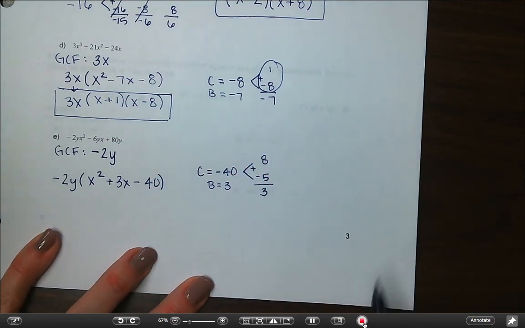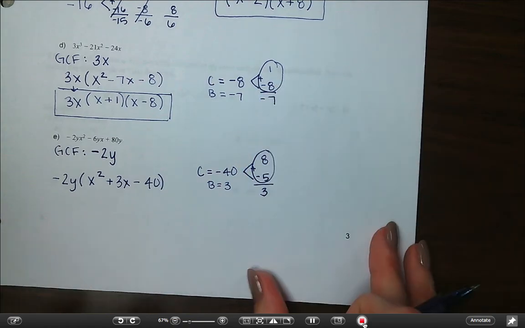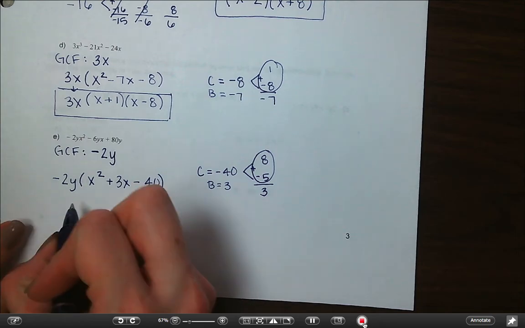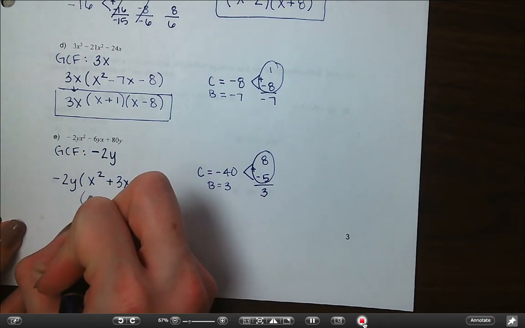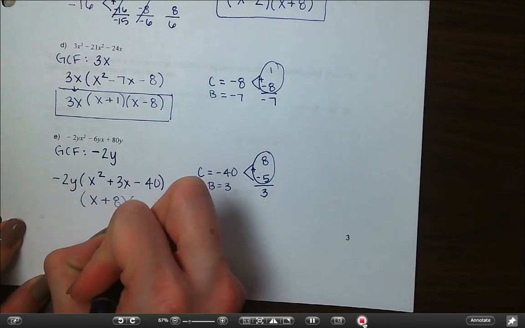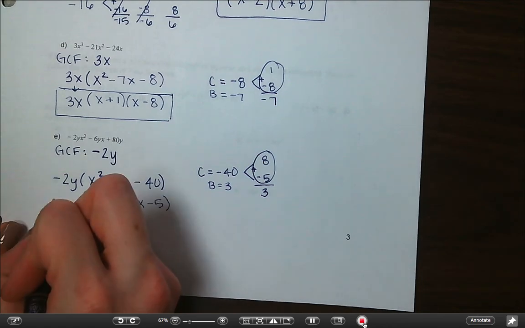I will say knowing your factors in your multiplication chart will be able to help you a lot in this lesson. Okay. All right, so go ahead and write your factored form. Our variable is x, so we have x plus 8 times x minus 5. And then bring down your GCF.